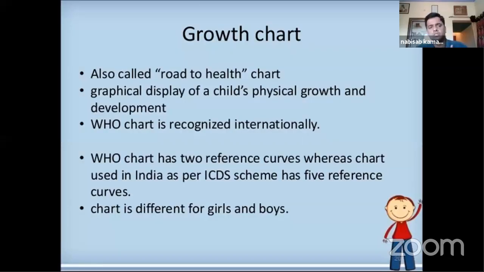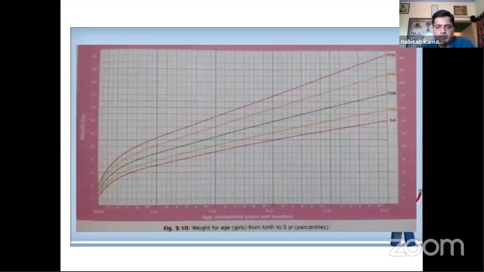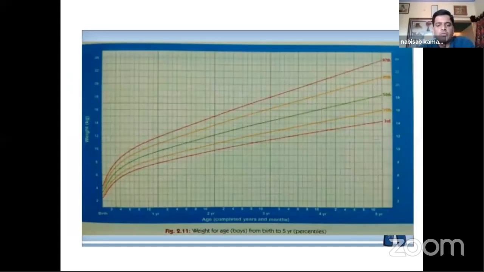Next is growth charts, also called a road to health chart, a graphical display of the child's physical growth and development. WHO charts are recognized as growth charts internationally. The WHO chart has two reference curves, whereas the chart used in India has a few reference curves. The chart is different for girls and boys. This chart shows the weight for age for girls from birth up to 5 years of age. Another example is weight for age for boys from birth to 5 years.